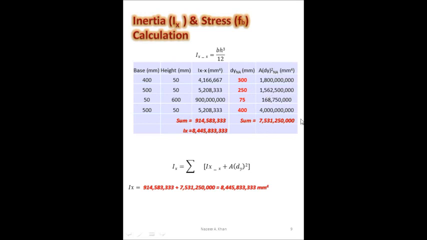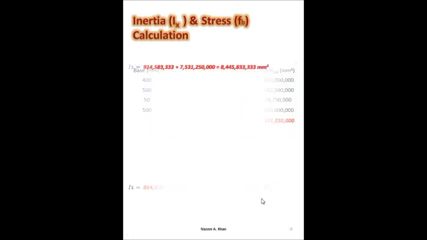When I summate that, I'm going to have summation of ADY squared as 7,531,250,000. And that value will come right in here. Okay? That value comes right in here. This one is there. When I add up the two values, algebraically add them, I will have 8,445,833,333 millimeters to the fourth. Now I have all the variables that I need, all the quantities that I need to apply them to my stress formula.